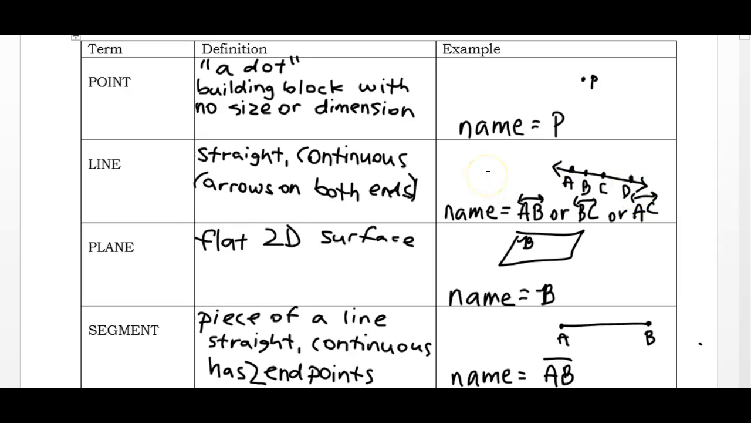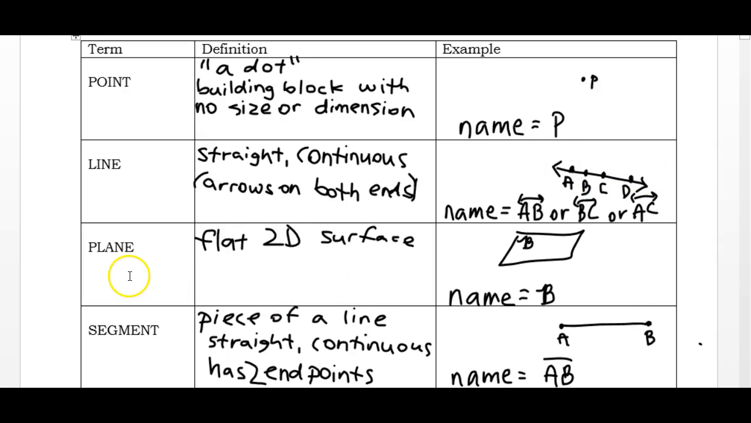When we name lines, we always use two letters, and you can pick any two letters on the line, and you can do them in any order. So I can do AB, or I can do BC, or AC, DA, DB. Those are all ways that we can name the same line right here.